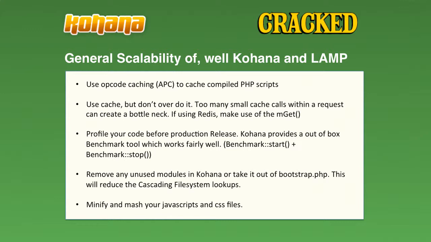Remove any unused modules in Kohana, or take them out of bootstrap.php. This will reduce the cascading file system lookup. So if you don't need a specific module, don't keep it in the bootstrap, right? Because with the cascading file system, it will do the lookup of those modules even if you don't use them. I mean, we are caching them, but why keep it there when you don't need it? Especially if you have init.php in that module that does some kind of initialization, it's unnecessary, because you don't use it.